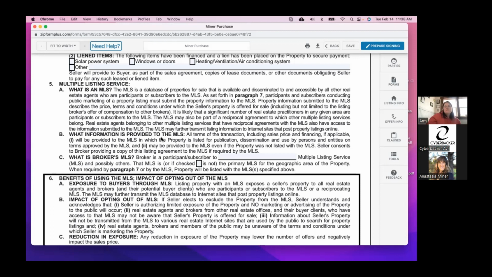What information is provided to the MLS? All of the terms of the transaction, including sales price and financing, if applicable, will be provided to the MLS in which the property is listed for publication, dissemination, and use by persons and entities on terms approved by the MLS, and may be provided to the MLS even if the property was not listed in the MLS.